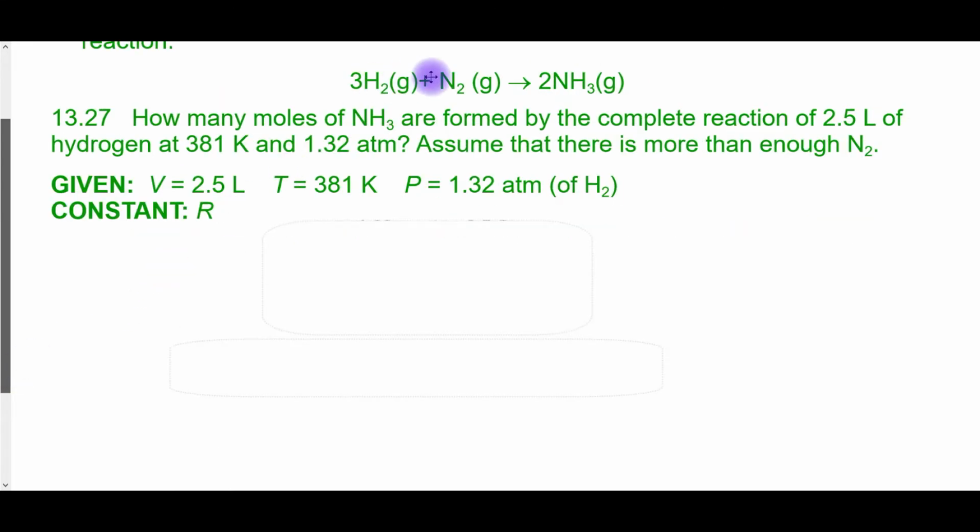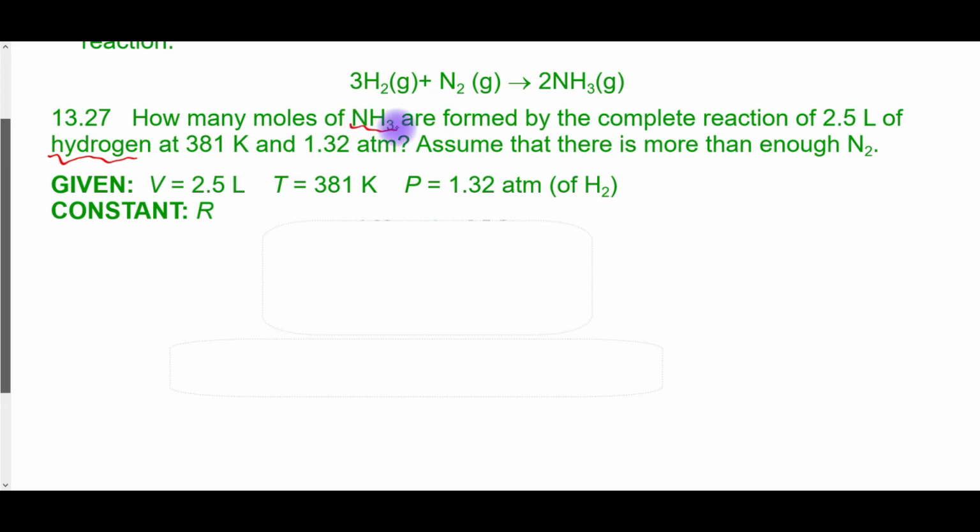We have the Haber reaction where hydrogen and nitrogen combine to make ammonia. How many moles of ammonia are formed by the complete reaction of 2.5 liters hydrogen? The temperature and the pressure are given. We are starting with hydrogen and we want to end up with ammonia.